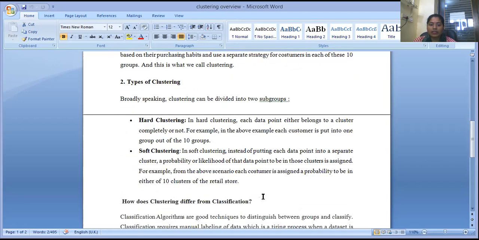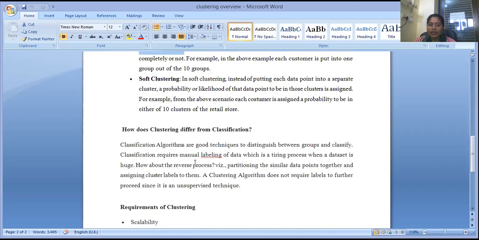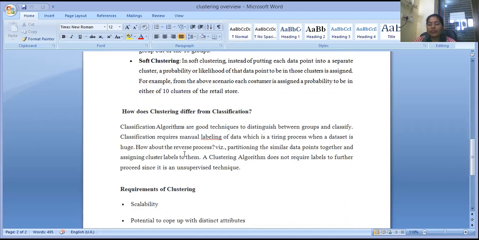And what are the types of clustering? Explain hard clustering with an example. How does clustering differ from classification? Explain it. What will be the requirements for clustering? These questions will all be arising.